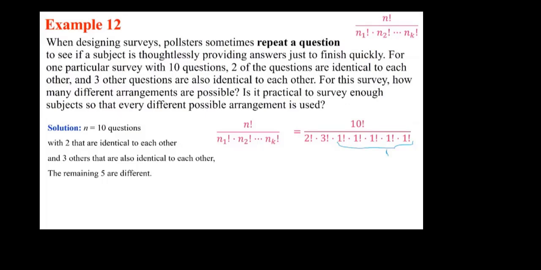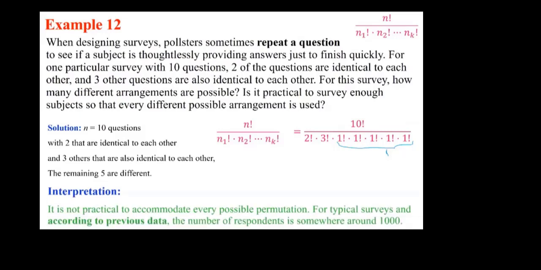And now we just put it into a calculator and we end up with the answer, which is a huge number when you think about it, 302,400 different ways. According to statisticians, for typical surveys, the number of respondents is just about 1,000. Let's go over the next example.